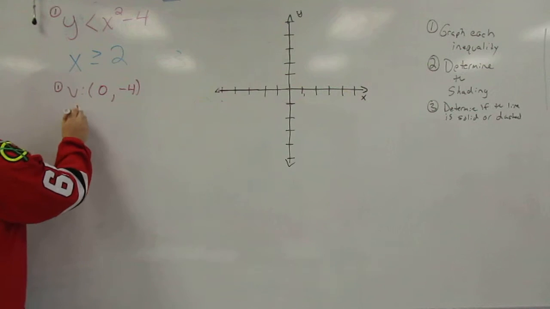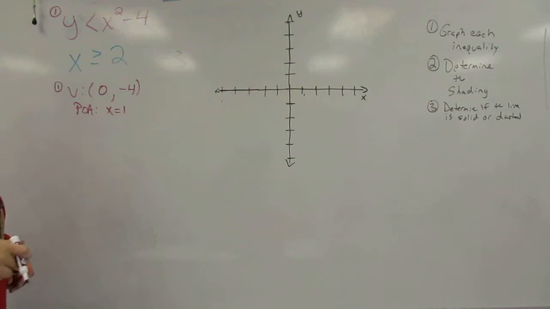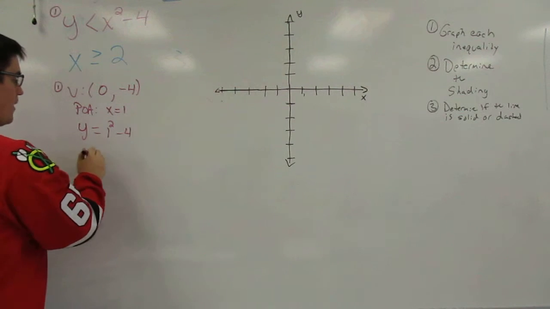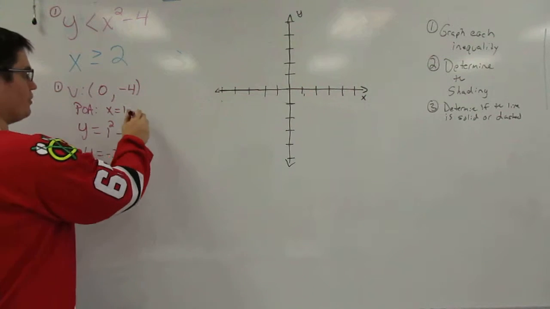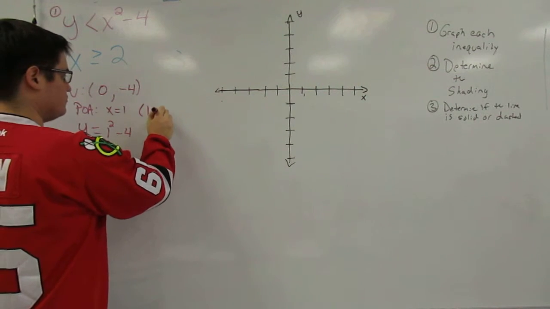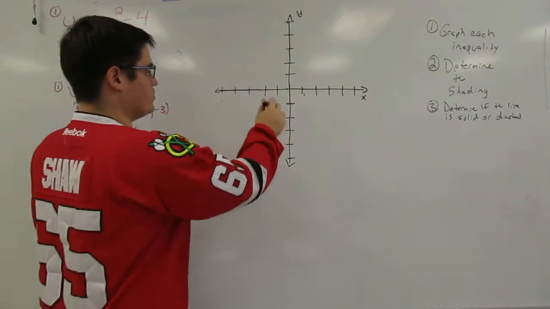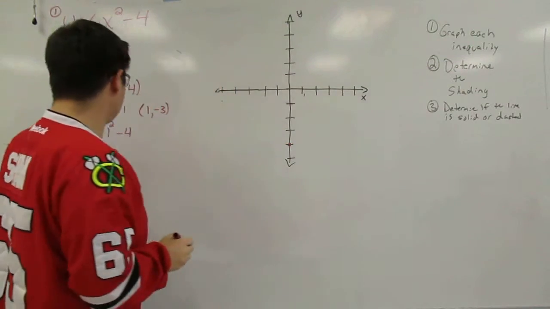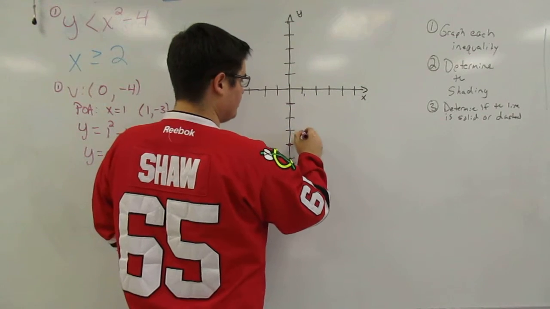And then we want to have a point of accuracy. When x equals 1, this is just another point, so we're a little bit more accurate with our graph. Y equals 1 squared minus 4. Y equals -3. So my point of accuracy be 1, -3. Okay, so 0, -4, 1, 2, 3, 4. Okay, 1, -3, 1, 2, 3.